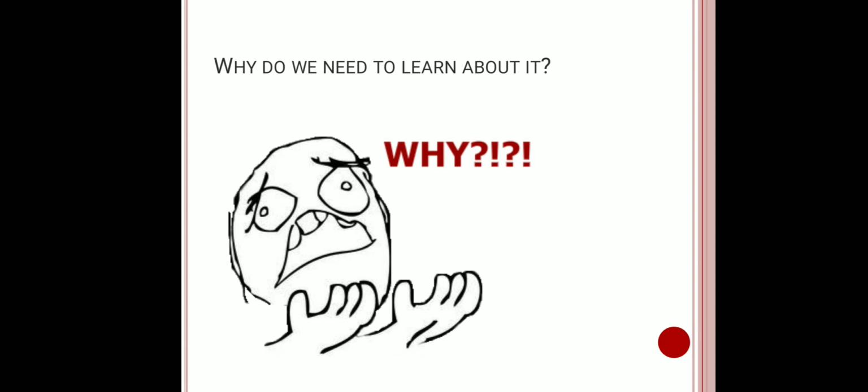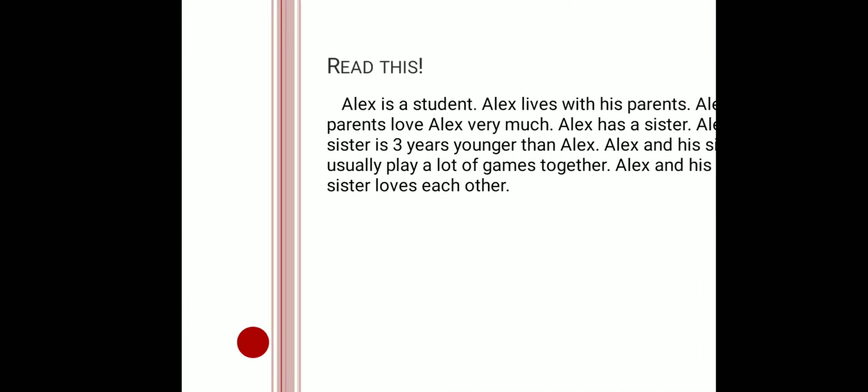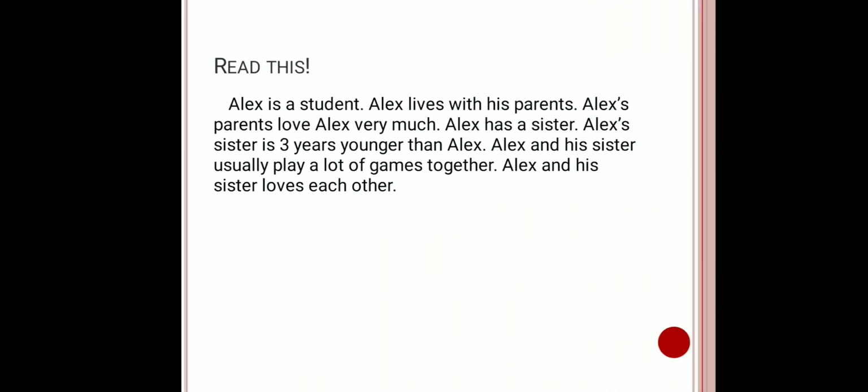Why do we need to learn about it? Okay, just try to read it. Alex is a student. Alex lives with his parents. Alex's parents love Alex very much. Alex has a sister. Oh, a lot of Alex. Alex's sister is 3 years younger than Alex. Alex and his sister usually play a lot of games together. Alex and his sister love each other. So I have a lot of Alex here in this text.